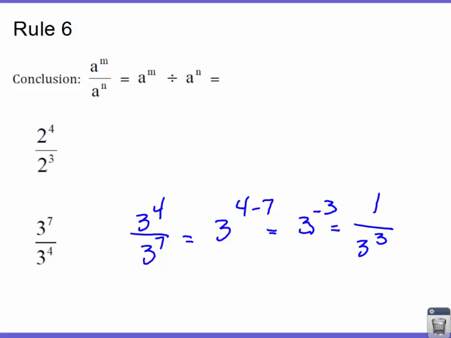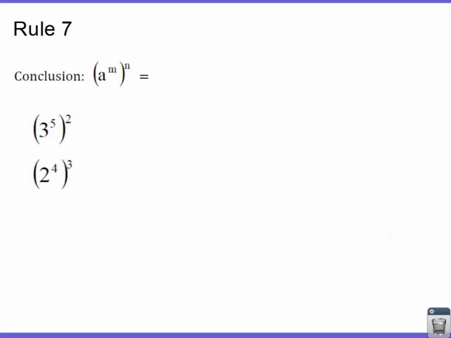Okay, rule number 7 is doing an exponent to an exponent. Well, our rule here is we're going to keep our base, but we're going to multiply the exponents together. So this becomes a to the m times n. So in this particular example, we're going to keep our base, but we're going to multiply our exponents together. 5 times 2 gives us 10.